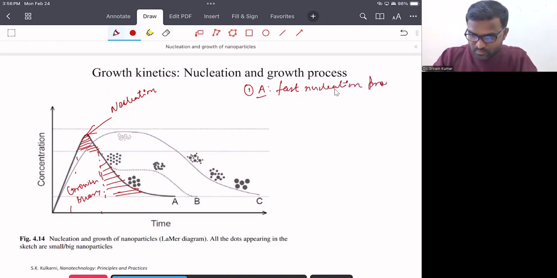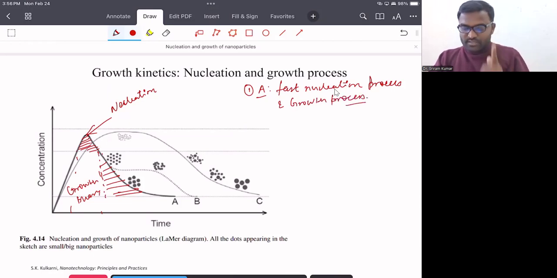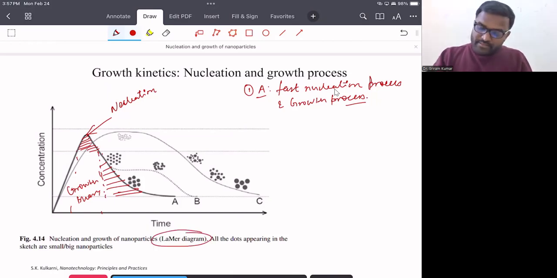and growth process both. So in the first case, there is the fast nucleation process, and the second is the growth process, and that is the diagram. It's called the LaMer diagram. And the second kind of growth is for B.